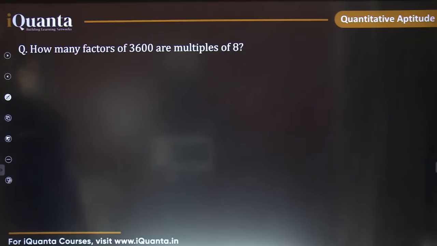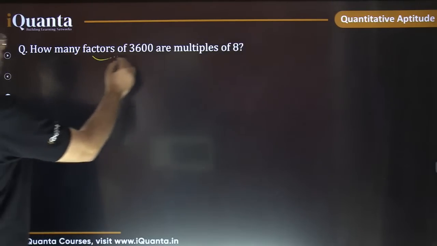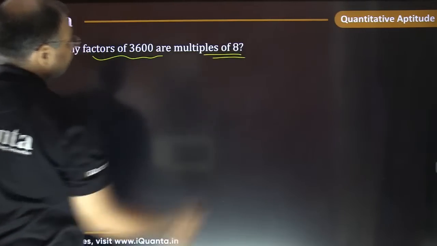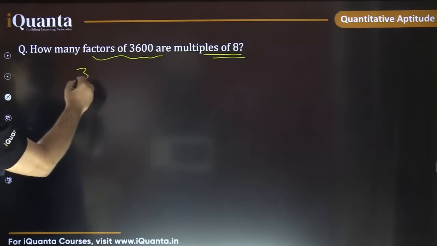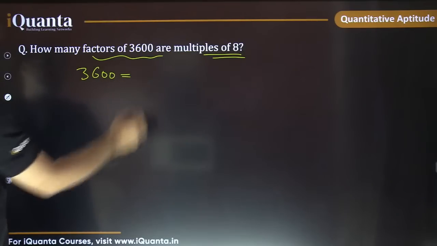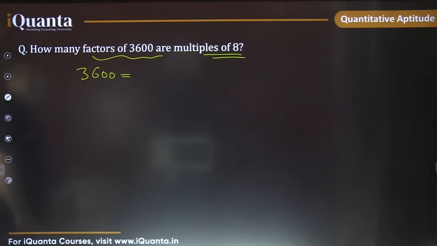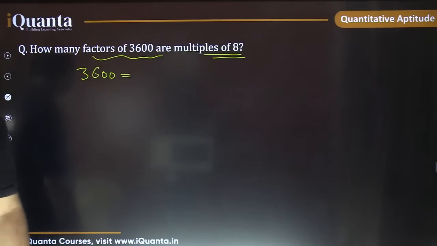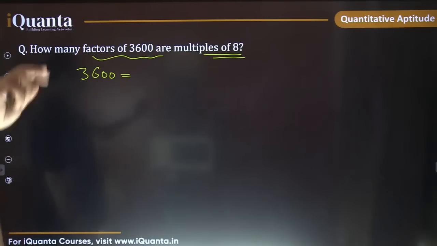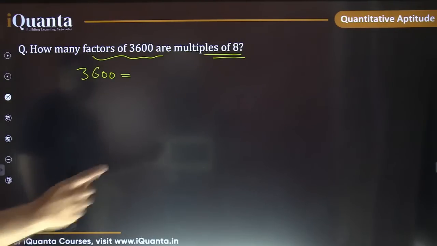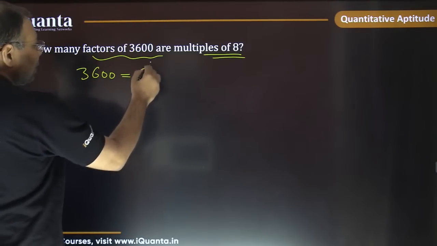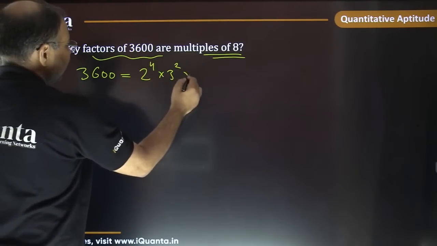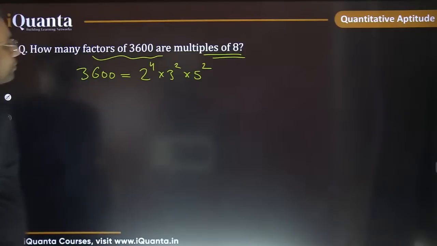Again, a similar question, factors. How many factors of 3600 are multiples of 8? Again, first step, prime factorization. What is the prime factorization of 3600? It is 60 into 60, isn't it? 60 means 15 into 4. So 4 means 2 square, so 2 power 4 into 3 square into 5 square. Fine.